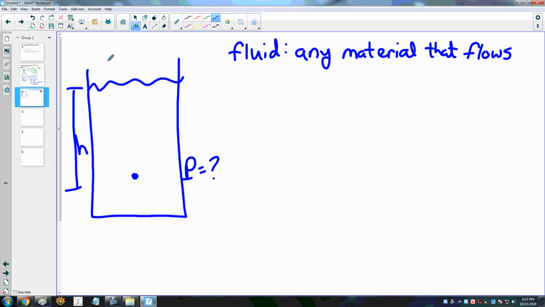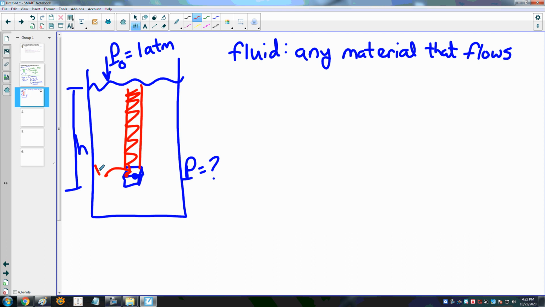Now, first of all, I know that there is a pressure up here. This is the pressure due to the atmosphere. Sometimes we call this P naught, and this is equal to 1 atmosphere, or 1 times 10 to the 5th pascals. Now, if I imagine down here that I have a surface, a cube, there is a column of water that sits on top of that cube. And let's say that one face of this cube, this top face, has an area A.